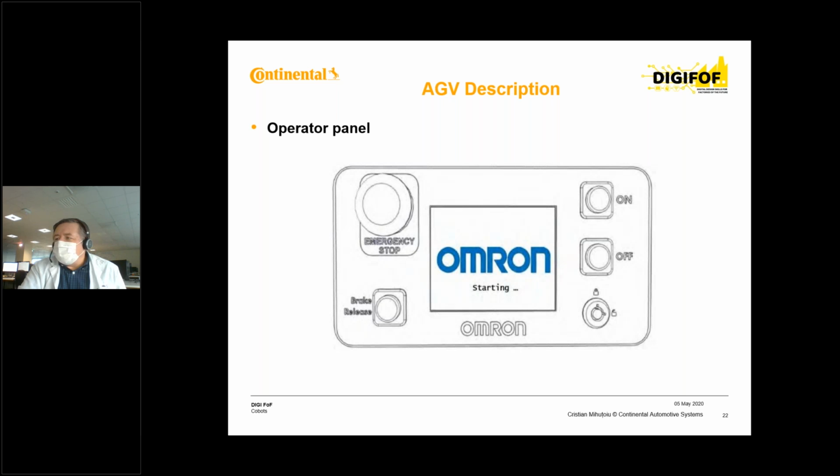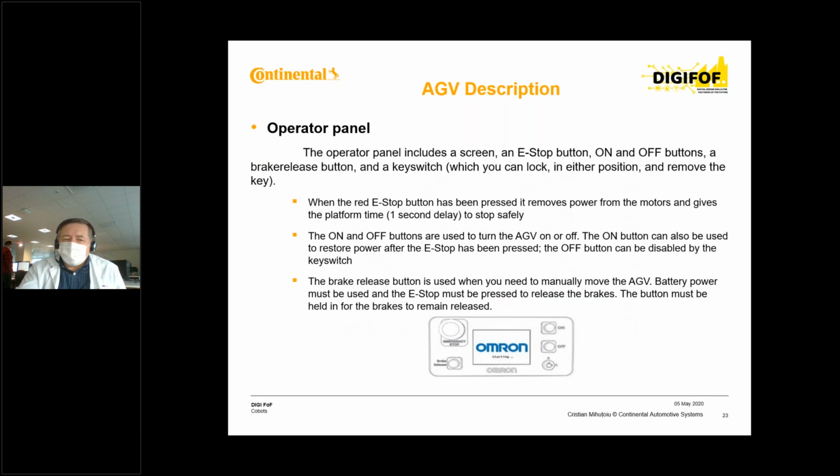Here we'll see the operator panel. I will give you a short description of the main elements, which include a screen with details, stop button, on/off, brake release button, and key switch, which you can lock in either position and remove the key.